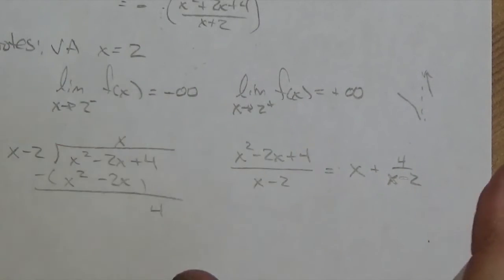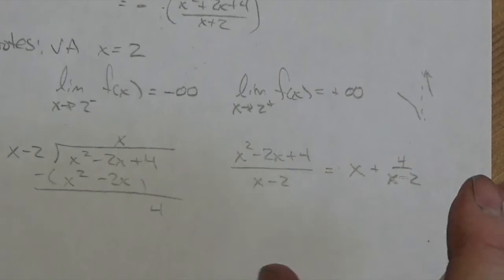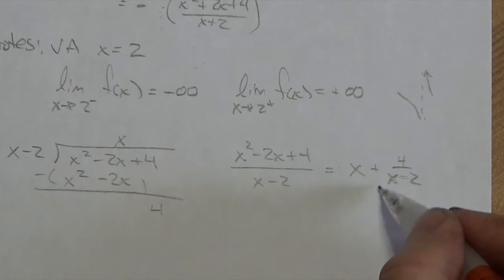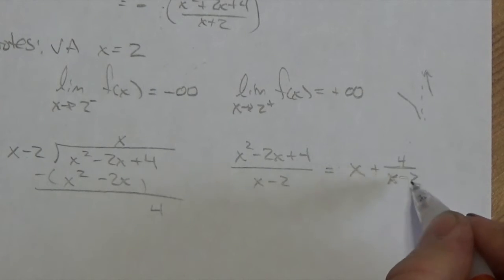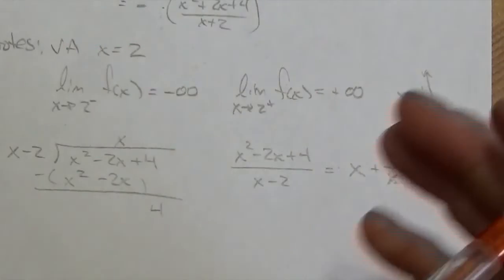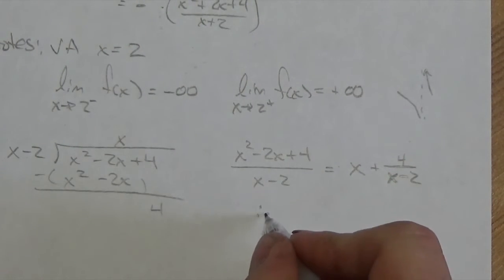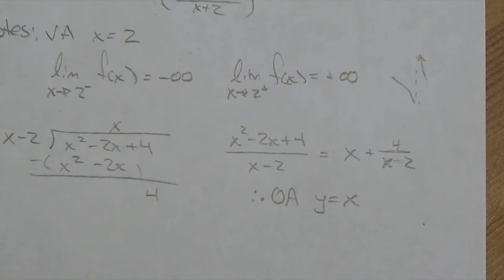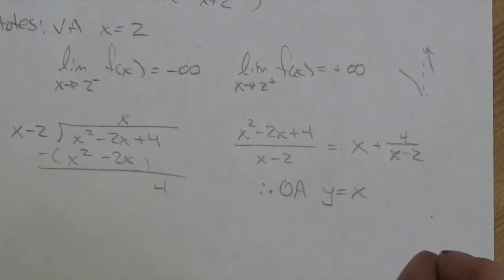Now, as I let x go off to positive or negative infinity, notice that this piece right here, because the x is in the denominator, is going to go to 0. So I'm just going to be left with x. And so there's my horizontal asymptote, or sorry, my oblique asymptote: y equals x.